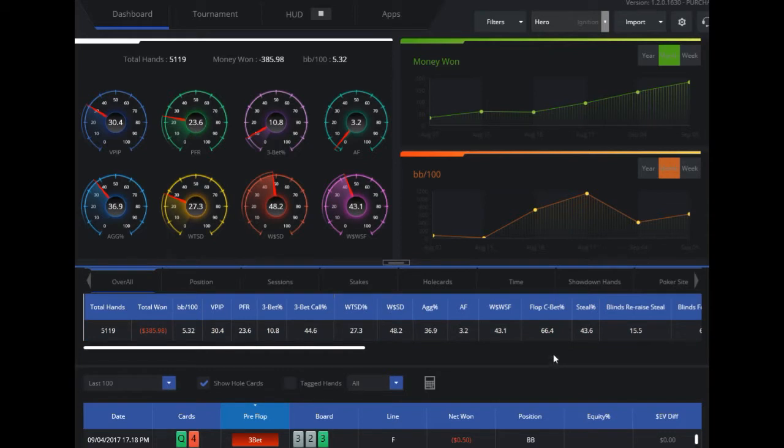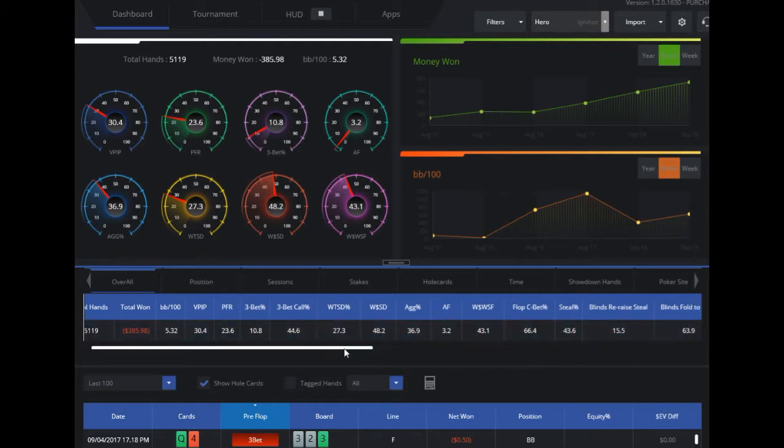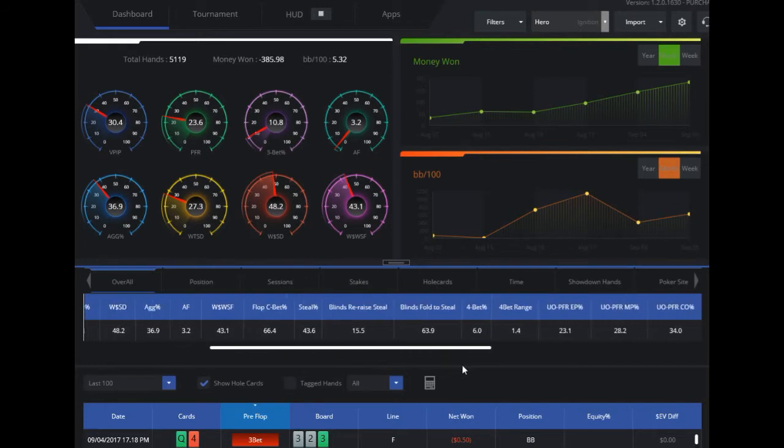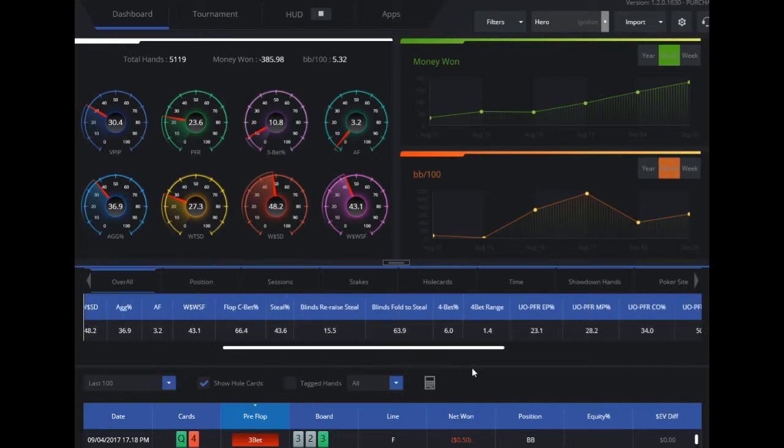Flop C bet between about 57-68% is good, so 66.4, it's on the higher end, but that's solid. 4 bet range at 1.4. Generally, you want between about 2.5 and 5, so it's kind of on the lower side. There's not a lot of 4-bet bluffs in here.